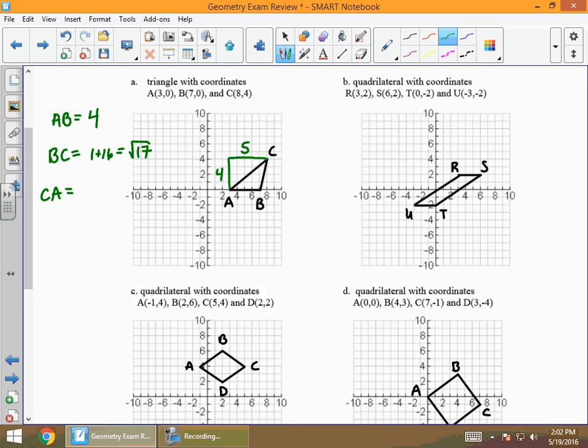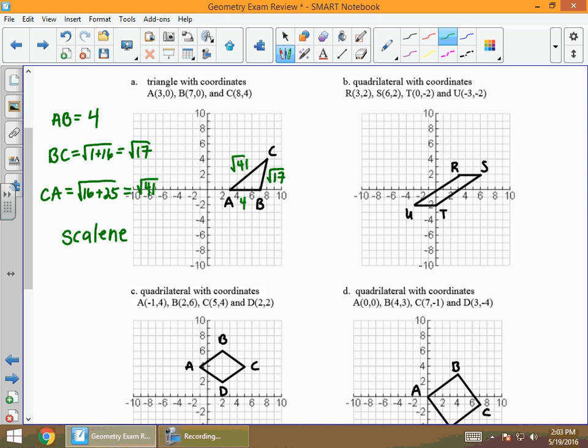So the square root of 4 squared, which is 16, and 5 squared, which is 25. If I add those two things together, 16 plus 25 is 41. So that is the square root of 41. You'll notice that AB is 4, BC is the square root of 17, and CA is the square root of 41. All three of those sides are different lengths, so this triangle is what we call scalene. That is a scalene triangle.